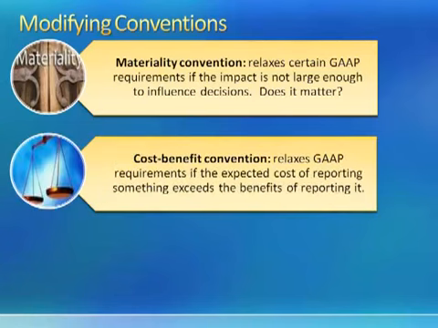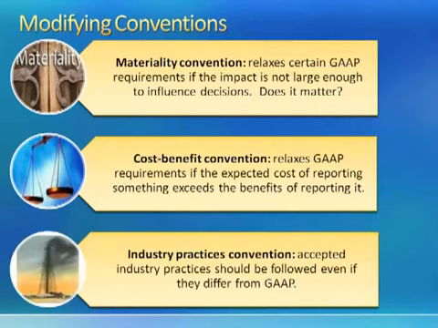The cost-benefit convention also relaxes GAAP requirements if the expected cost of reporting something exceeds the benefits of reporting it. Remember, we are still obligated by regulatory and legal requirements, but the cost-benefit convention does allow for the relaxing of certain GAAP requirements. Finally, industry practices convention. Industry practices should be followed even if they differ from GAAP.